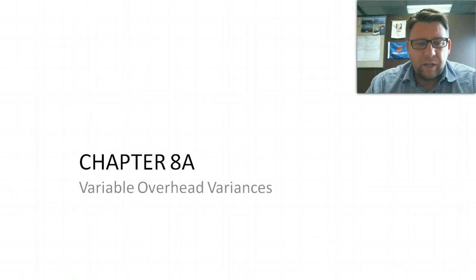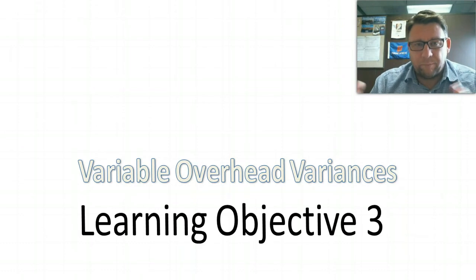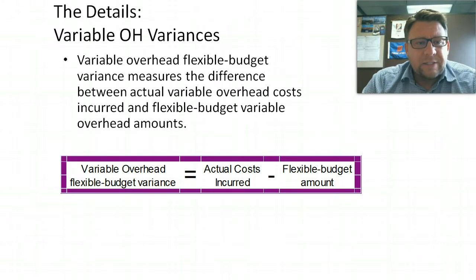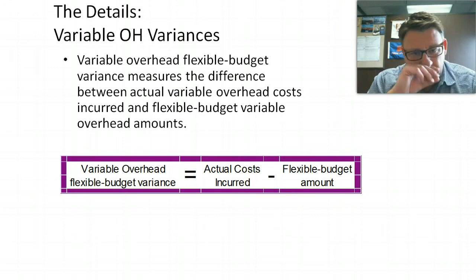This topic, we're going to talk about the variable overhead variances, how we quantify them and what they mean. So let's go through the definitions. The first variance that we have is the variable overhead flexible budget variance. And you can see here that it is the difference between our actual variable overhead and our flexible budget amount.